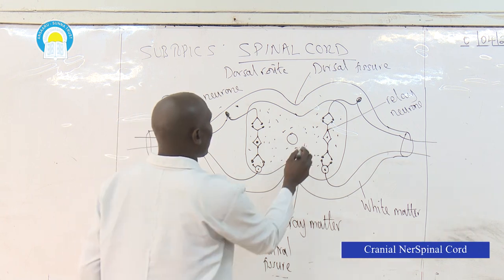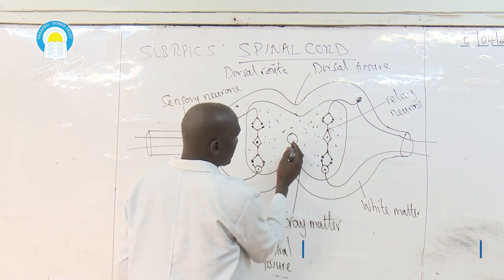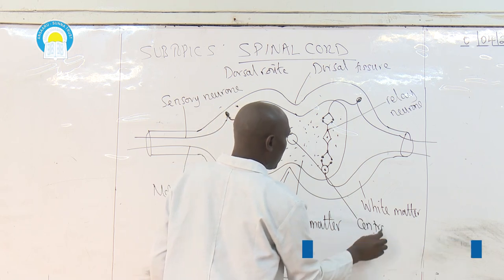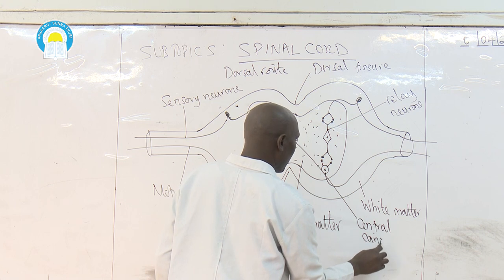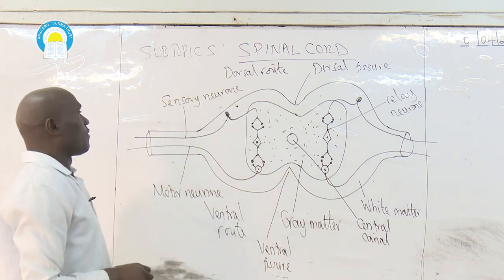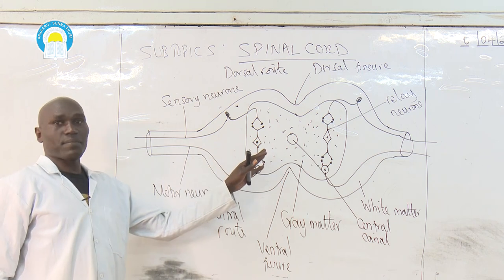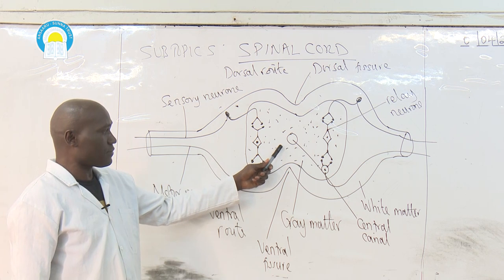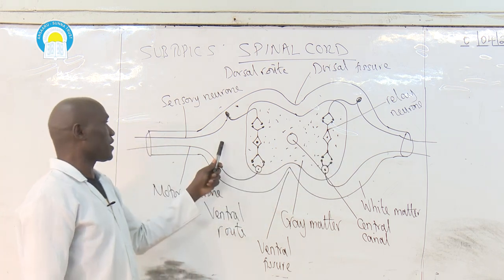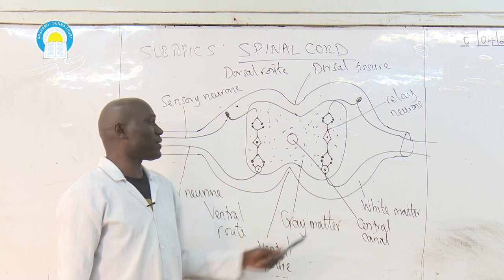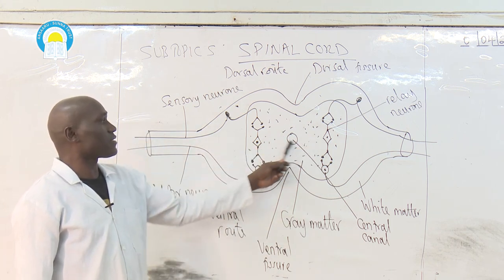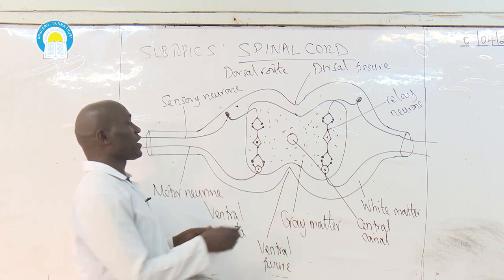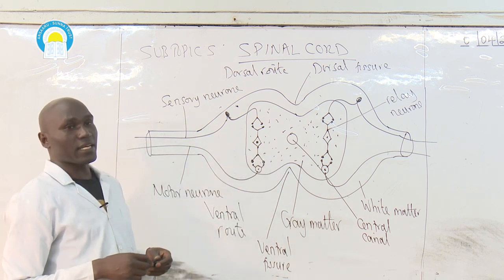Then the middle part here is known as central canal. Fine. So this diagram here represents spinal cord. Spinal cord has white matter, a section here and here, labeled as white matter. Then you have the shaded part known as gray matter. This shaded part is known as gray matter because it appears dark in color.